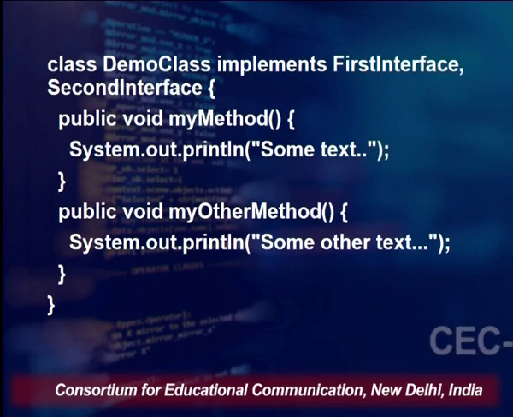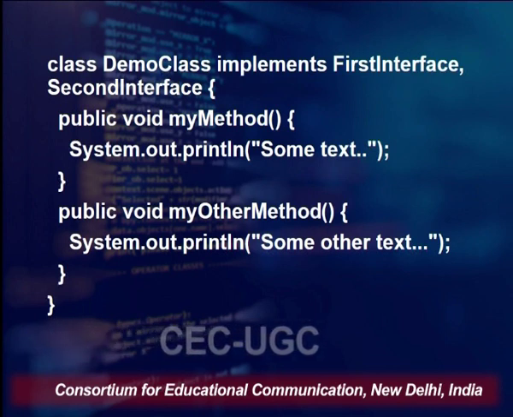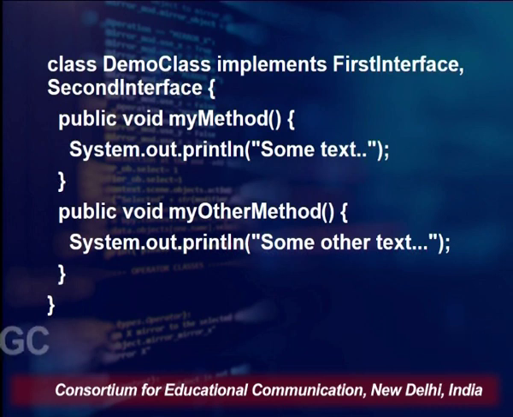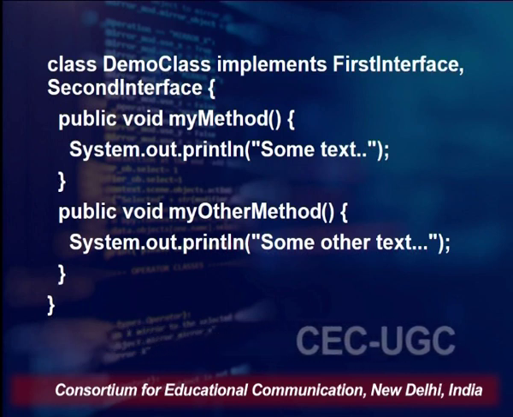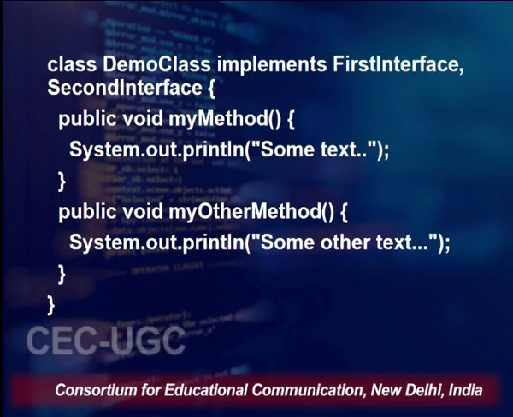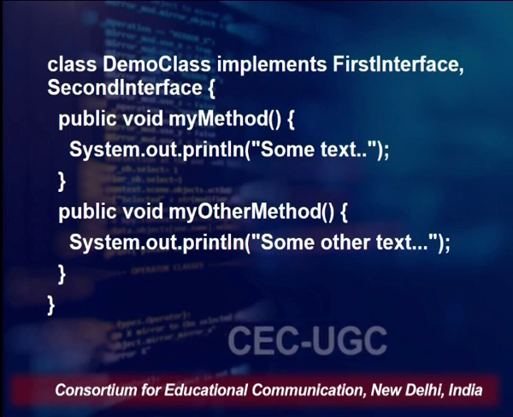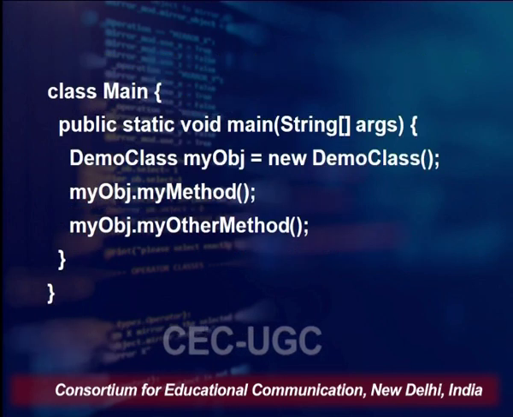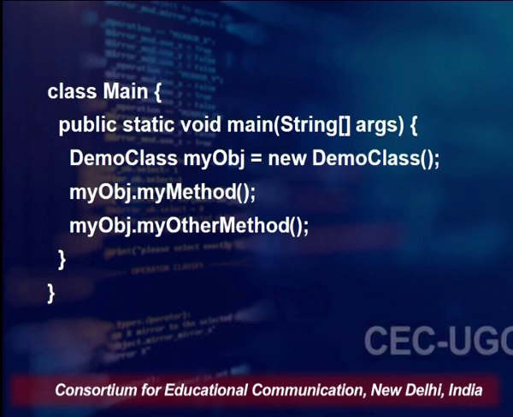Public void my method, and some text is being printed, and within the public void my other method, some other text is being printed. So basically, the bottom line is the signature is given inside the interface, but the implementation or the body is given inside the class which is implementing it. Here we have implemented multiple methods separated by comma, which is not possible in the case of classes. And inside the main, let us try to see how this is going to behave.